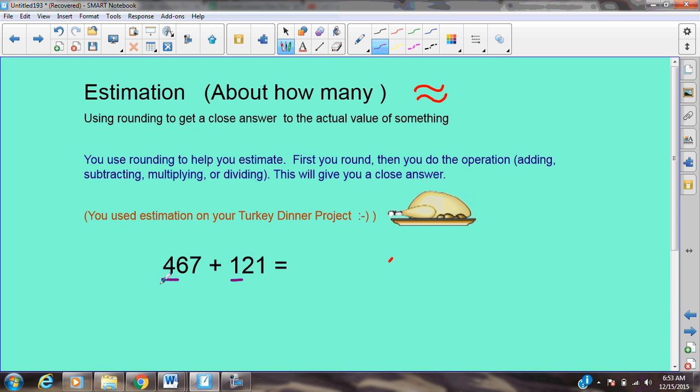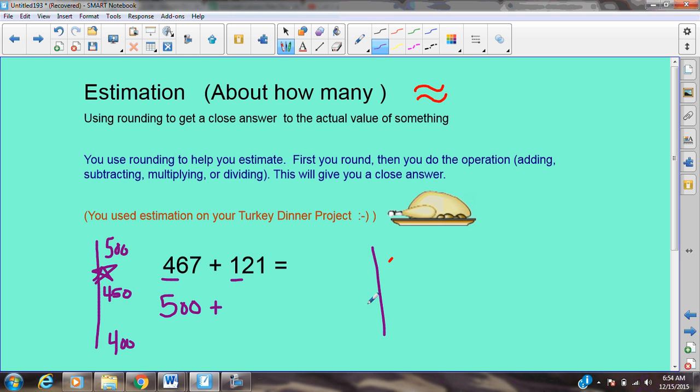Anyway, if I have 467, I have to figure out what that rounds to. 467 could either round to 400 or the next one, which is 500. Even if I use a number line, 400 or 500, I know that the middle number is 450. I know that 467 is greater than 450, which puts it right about here and closer to 500. So 467 rounds to 500.